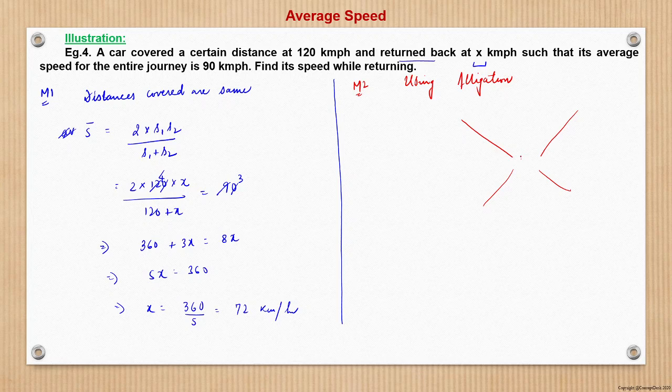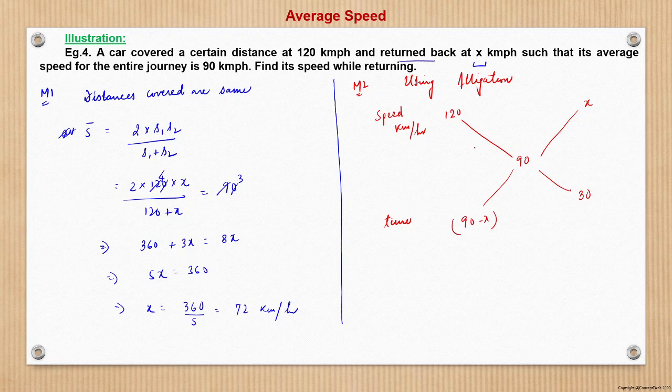So here the average speed is given as 90 km per hour. One of the speeds is 120, and this is x kilometer per hour. Because these are speeds, the denominator here should be time. So time will be in the ratio what? Here it will be 120 minus 90, which is 30. And here it will be 90 minus x, right?